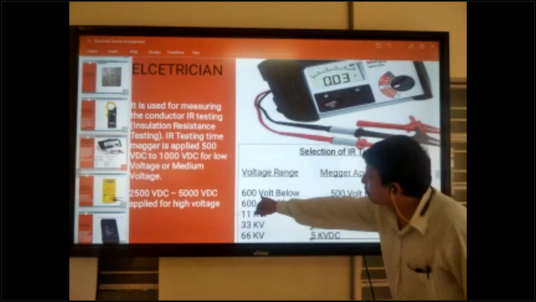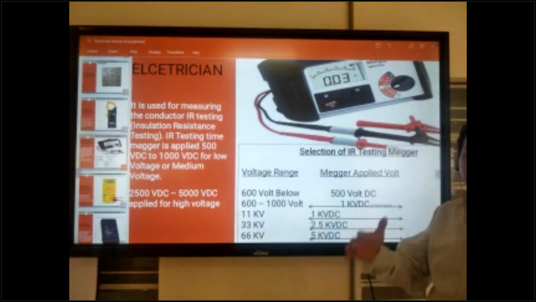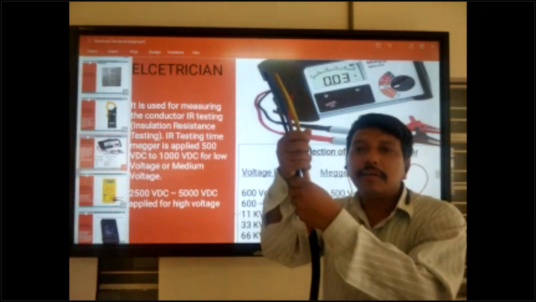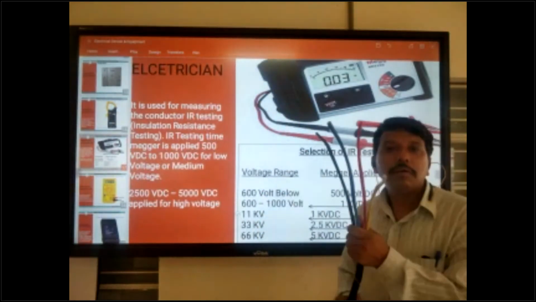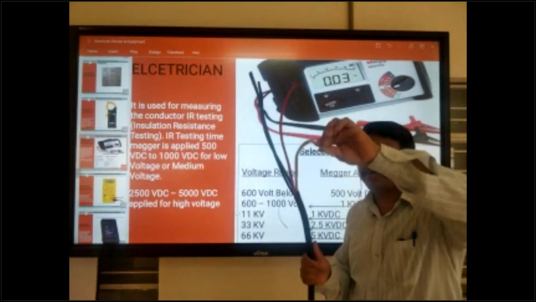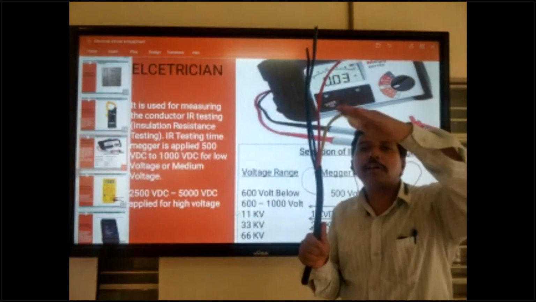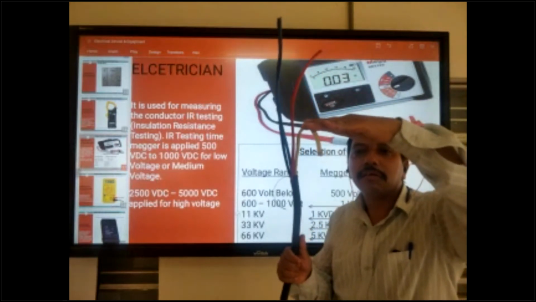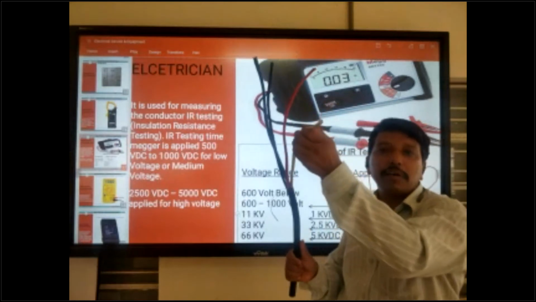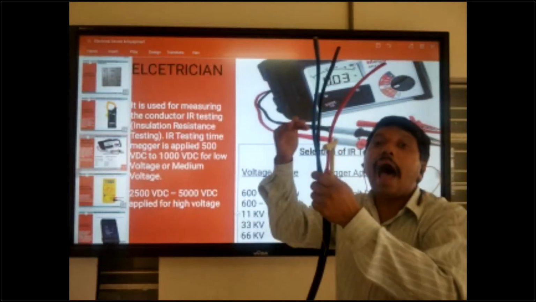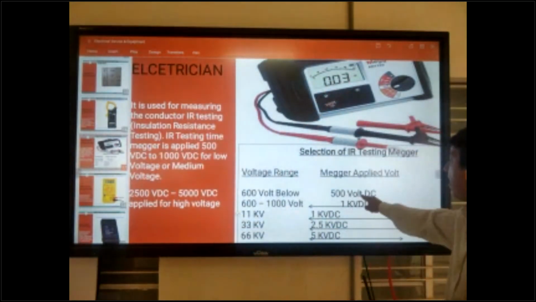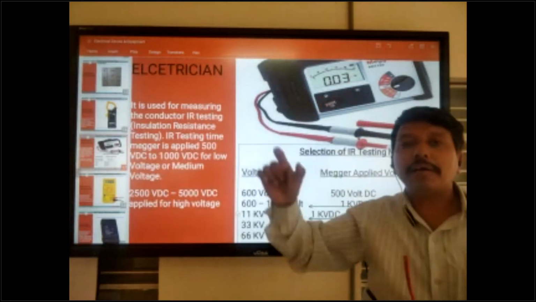Okay, so 600 volts below. If you want to check the IR in this cable, 600 volts below. There is a conductor inside running 600 volts below voltage. So if you are checking the IR, insulation resistance, at that time you can apply 500 volt DC. 500 volt DC apply to the megger.